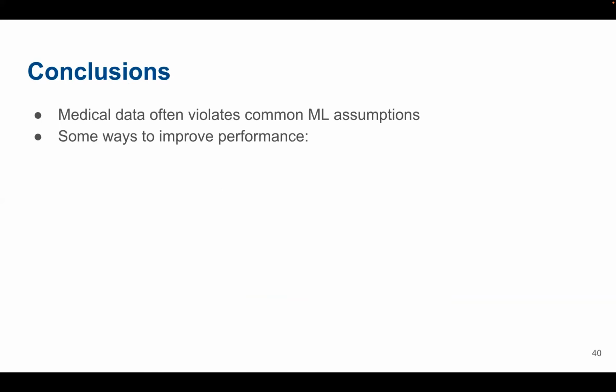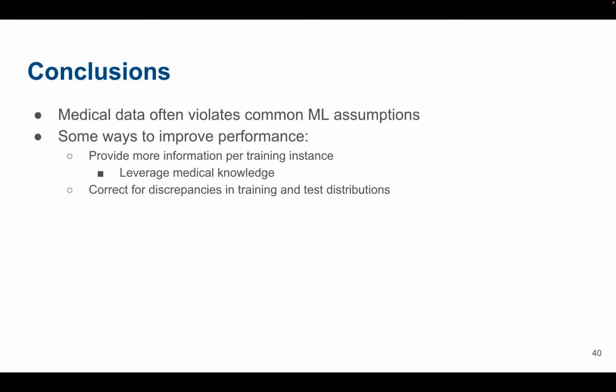And there are some ways to improve this performance, and we have to acknowledge what are the assumptions that are being violated. So we can provide more information per every training image, and to do that, we can leverage the medical knowledge that we have. We can try to correct for discrepancies in the training and the test distributions. I showed a very simple trick right now, but there are many ways of trying to accomplish that.